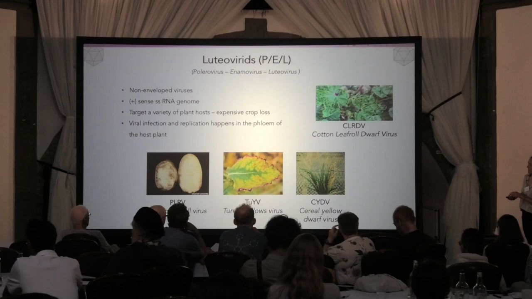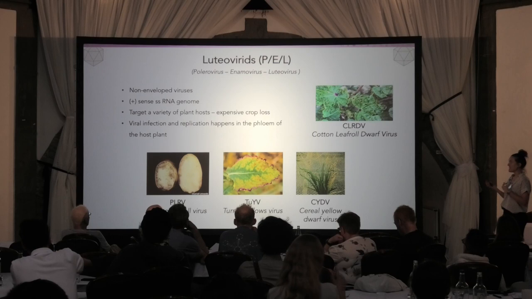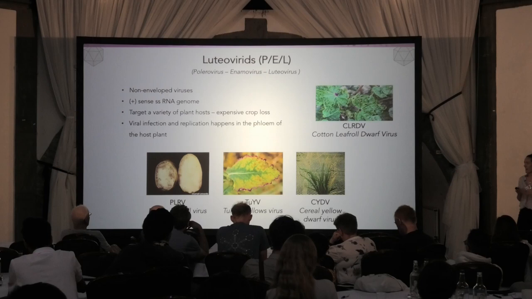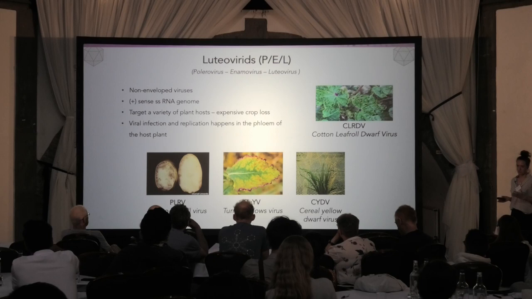Oh, there we go. So the plant viruses in question today are Luteoviruses. They're also known as PEL viruses. Virus nomenclature is always changing, but they have three genera: Polerovirus, Enamovirus, and Luteovirus. These are non-enveloped viruses that have a positive-sense single-stranded RNA genome. They target a variety of plant hosts and cause extensive crop loss. You can see some of the examples on the slide right now.